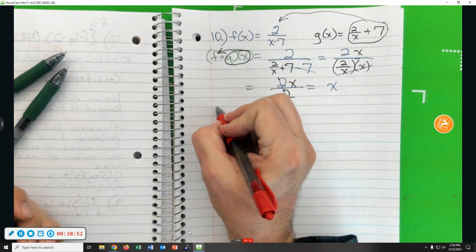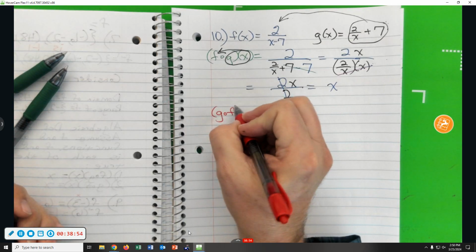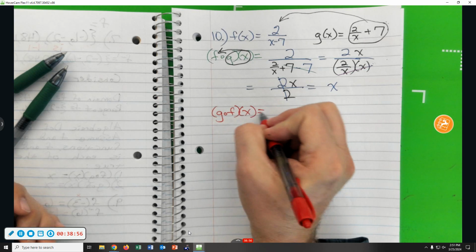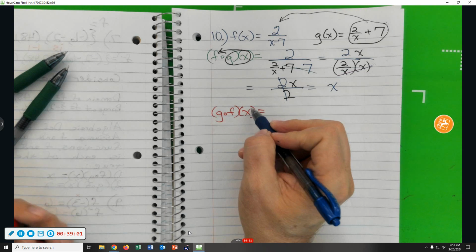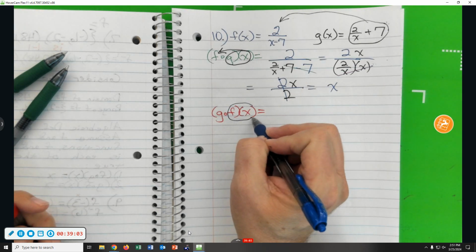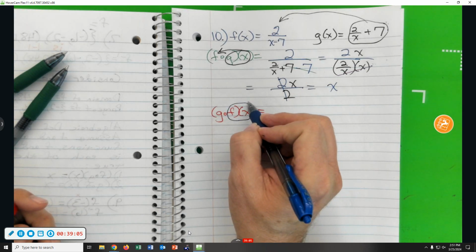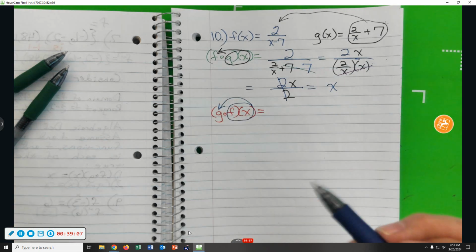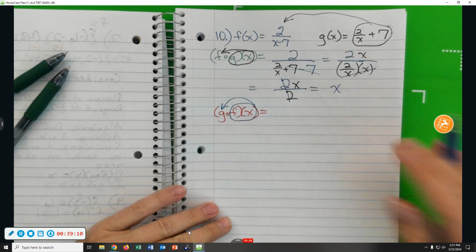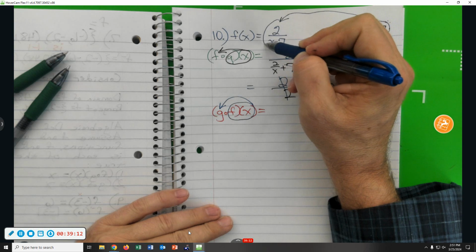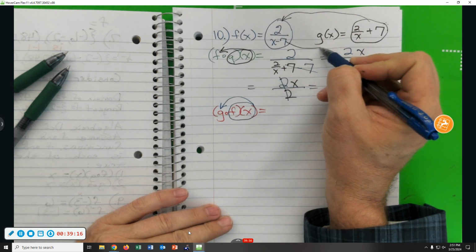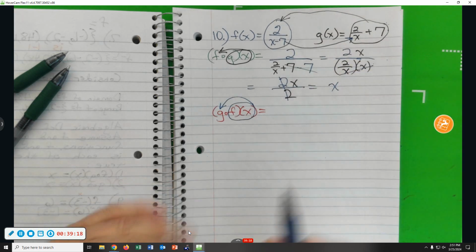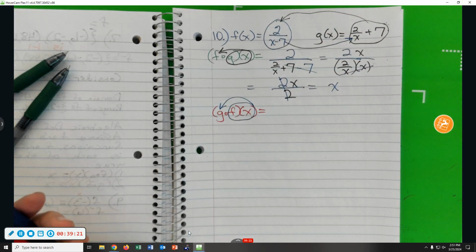G composed with F. G composed with F. That says, take F of X. Where are you going to plug F of X into? You plug it into G. So you're taking this blue stuff, the 2 over X minus 7, F of X, and you're plugging it in over here in place of that X. This one looks like it's going to be messier than the first one.